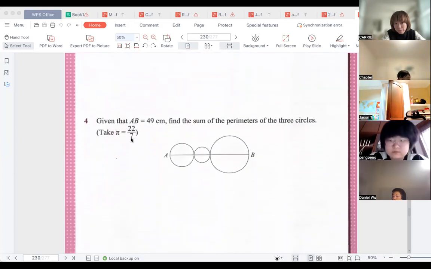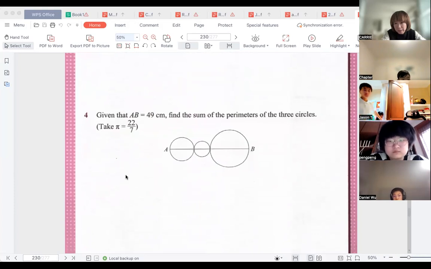So let's take a look at number 4. Given that AB equals 49 and the sum of the perimeter of the 3 circles, so take pi equals 22/7.